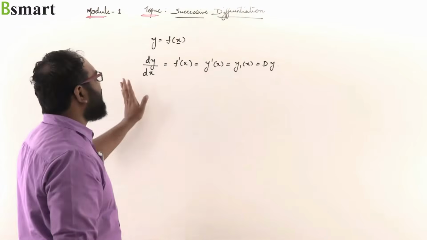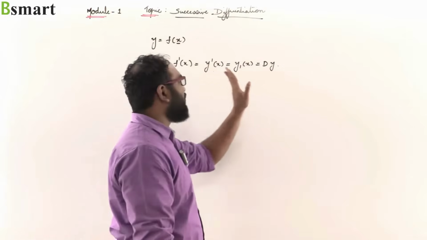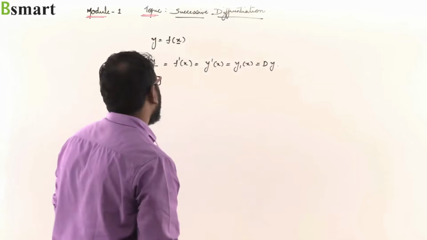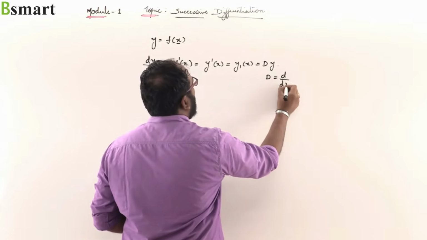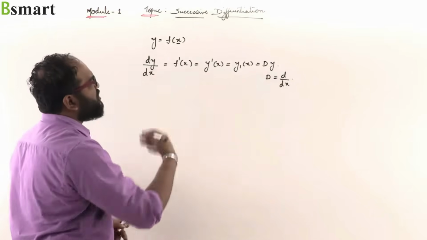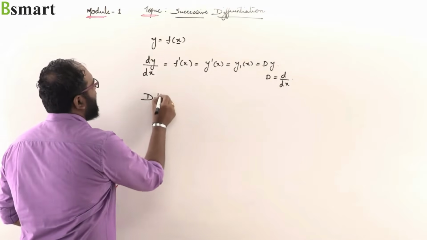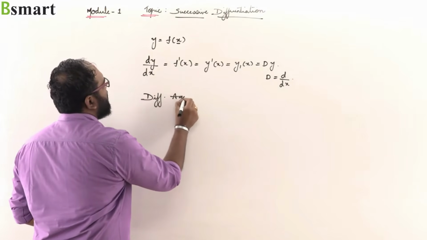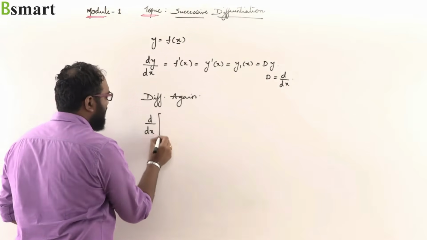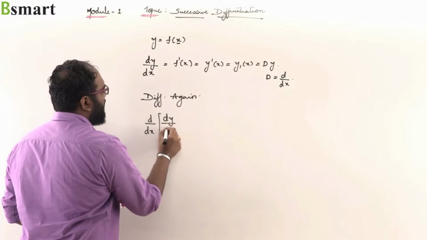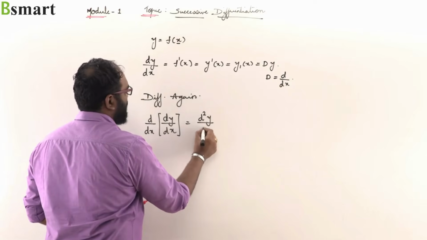So we can denote a first order derivative as f dash of x, or y dash of x, or y1 of x, or dy by dx, where this d represents d by dx. And if I go on to differentiate this derivative again, then what do we get? That is d by dx of dy by dx, which equals d square y by dx square.